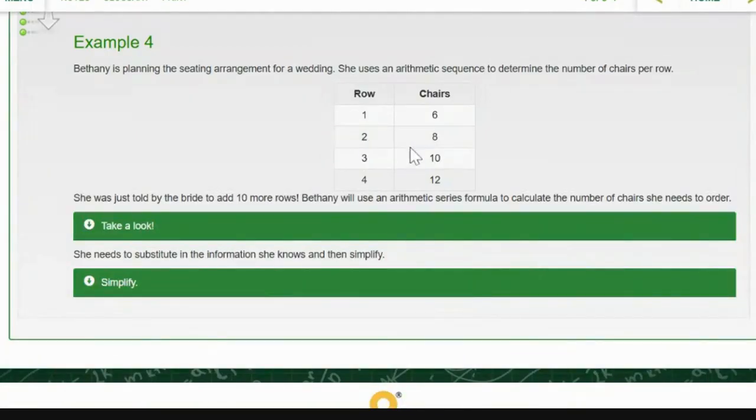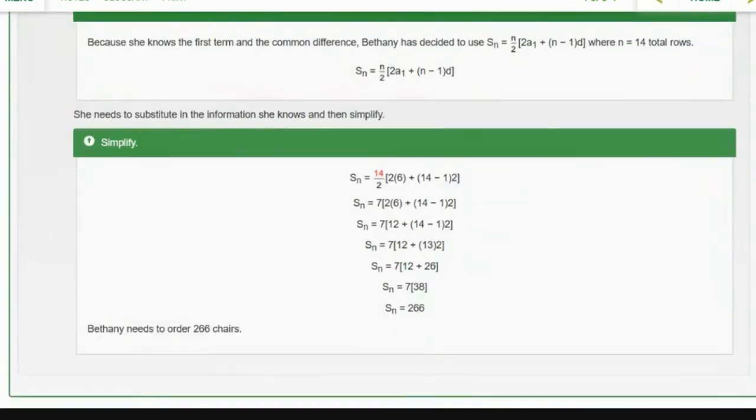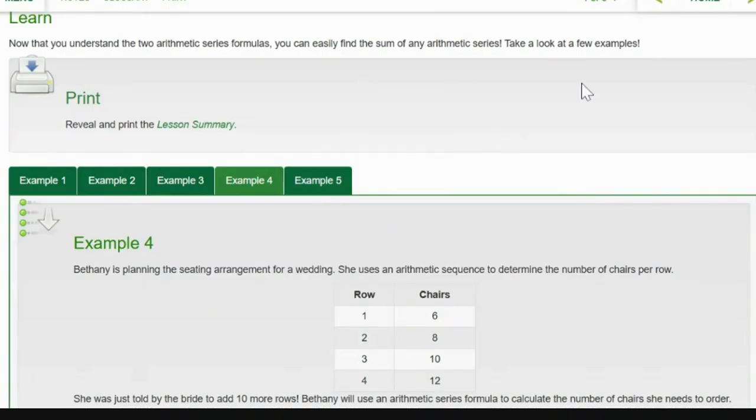Here is a sequence that goes 6, 8, 10, 12. See, the first term is 6, the second term is 8. So this is a simple sequence where it's just adding 2 each time. She was told by the bride to add 10 more rows, so it was 5, 6, 7, 8, and figure out how much you need. How many chairs do you need to order? If you have 6 chairs, 8 chairs, 10 chairs, 12 chairs, but have 14 rows, you need to add up the total. So you can use that formula, and you need 266 chairs. So, all right, examples there.